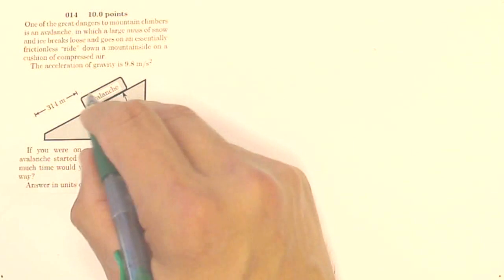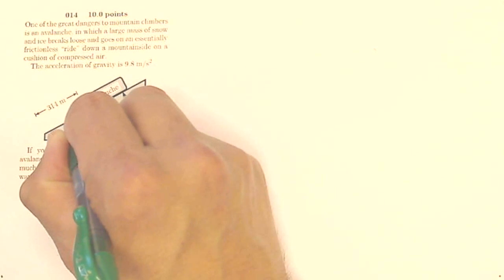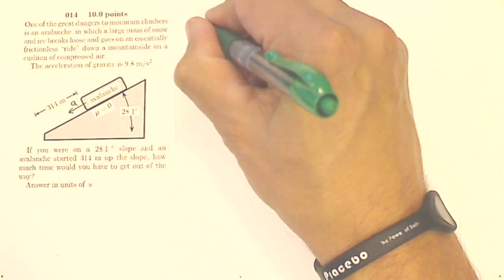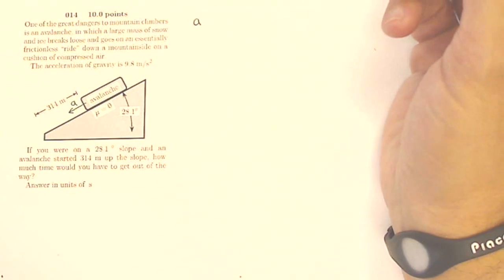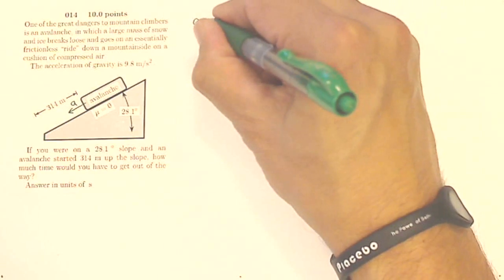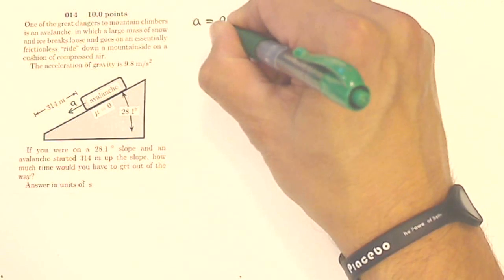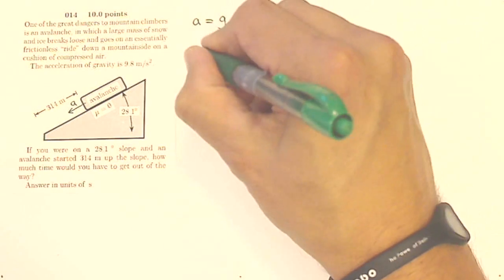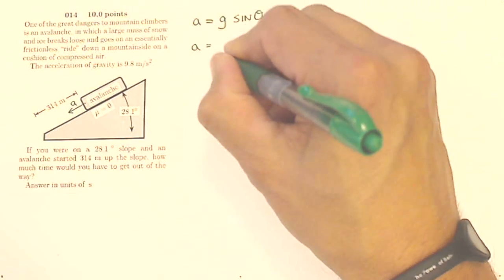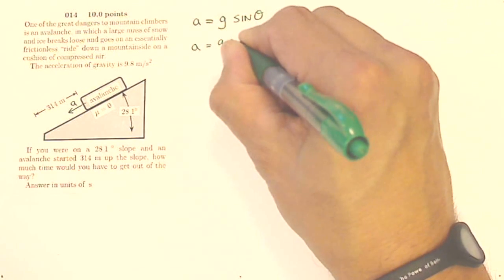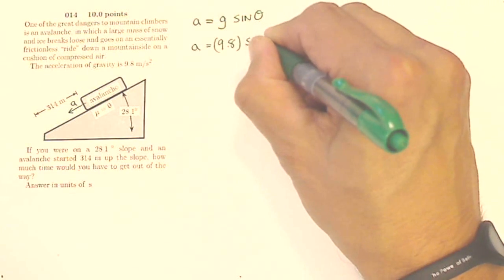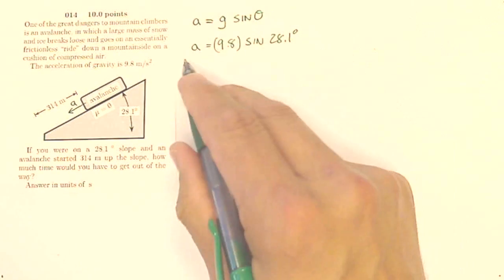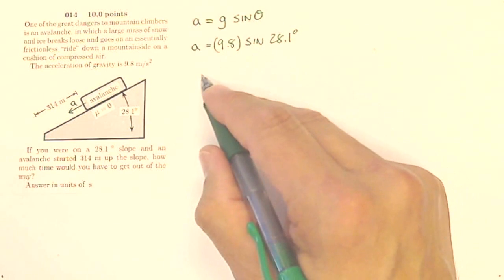So what I'm interested in, this avalanche is going to accelerate down the slope. So I'm going to get an acceleration down that way. And I know that when I'm doing an acceleration down a frictionless incline, the acceleration is going to be the acceleration of gravity times the sine of theta. So my acceleration down the slope is going to be my 9.8 times the sine of 28.1 degrees. That'll give me my acceleration. What else do I know?